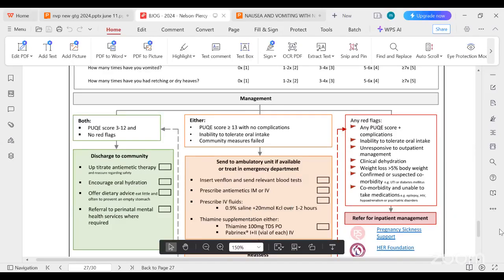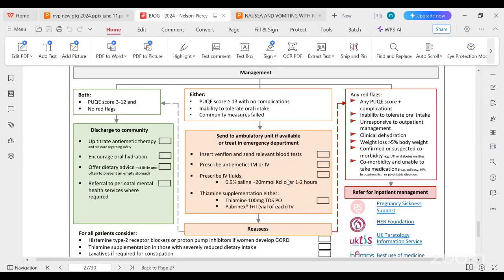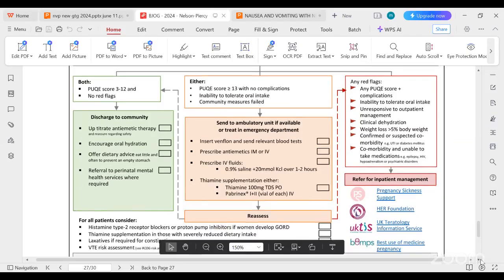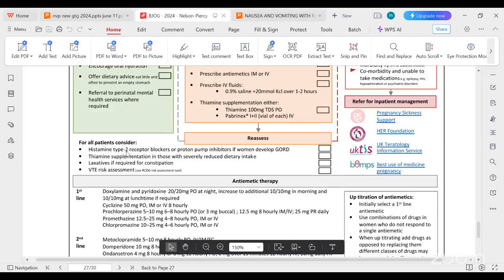And now we have to stratify this patient from here. This center point is important. We have to reassess this patient. If the patient has improved from the therapy, we will discharge the patient here. But if the patient is reassessed and has any further complication, again we have to check all these tests, and here we have to go with inpatient management plus refer to these services as well. So these services will come and take care of this patient, and the admission of this patient will be decided. And again, we have to provide them histamine blocker, thiamine supplementation, laxatives, and venous thromboembolism risk assessment.